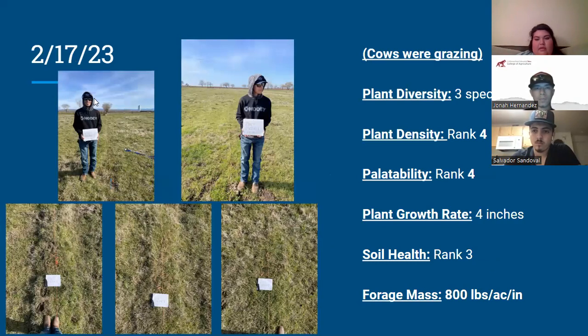For February 17th, we noticed that cows were grazing in the pasture. We found 3 species along the transect line. We gave the plant density a rank of 4. As you can see in the pictures, we were getting some spots where the cattle were grazing. The palatability was ranked number 4. The plant growth rate was 4 inches. Soil health was number 3.